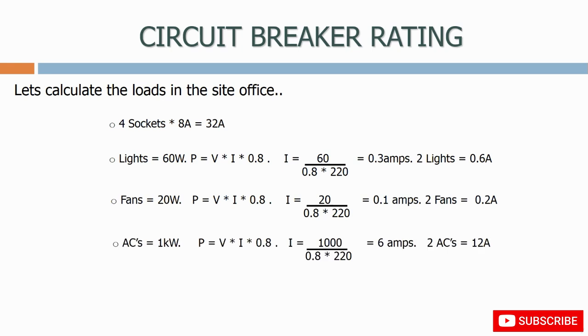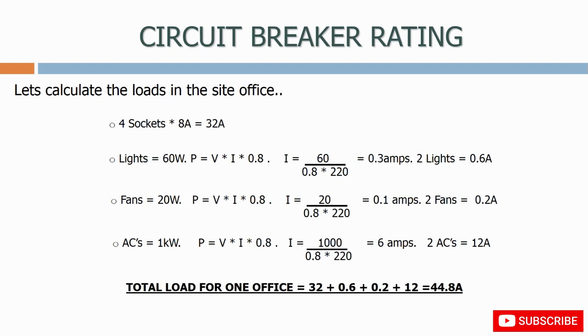The air conditioning units tend to be the biggest load in the office and are rated up to 1 kilowatt. Therefore, using the same power equation as before, the current equals 1000 watts or 1 kilowatt divided by 0.8, which is the power factor, multiplied by 220 volts. Therefore, the current for 1 unit is 6 amps. For 2 air conditioning units, the current drawn from the system is 12 amps.